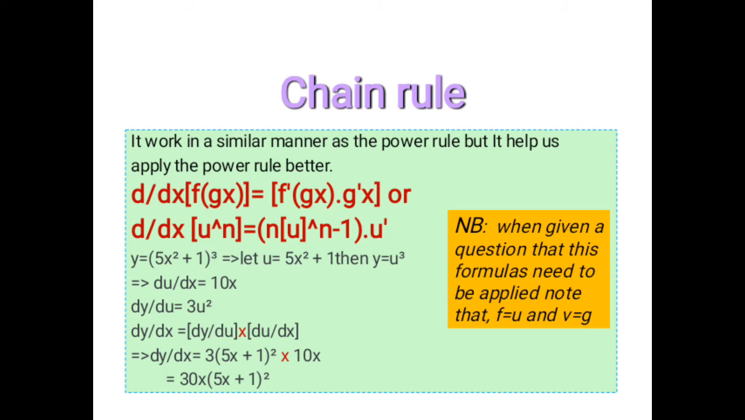Then coming to the second formula, which is still part of the formula for the chain rule, it helps us. If you look at the formula I gave for the power rule, it's the same as this second formula, but it helps us to understand the concept that when we differentiate the outside, we are supposed to follow by differentiating the inside. That is why we have n u to the power n minus 1 times u prime. For example, we are given y equals 5x plus 1 all to the third.